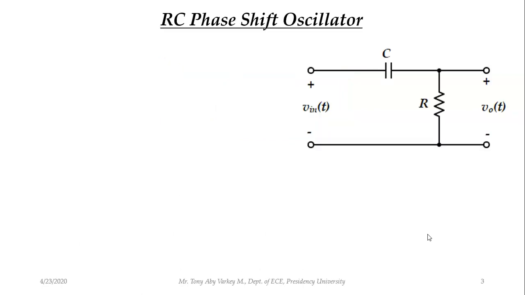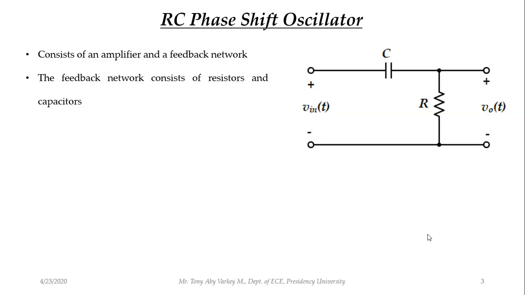Now, a phase shift oscillator consists of an amplifier and a feedback network, correct? As in the block diagram, it will consist of an amplifier and a feedback network. This feedback network generally consists of R and C elements. That is why it is called an RC phase shift oscillator. The phase shift required is provided by the RC network.